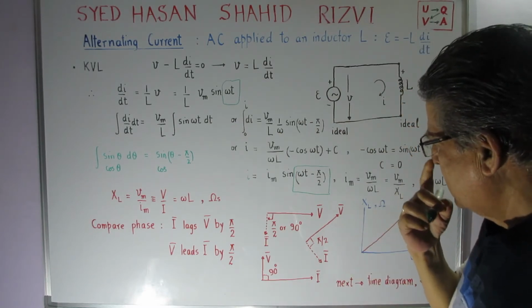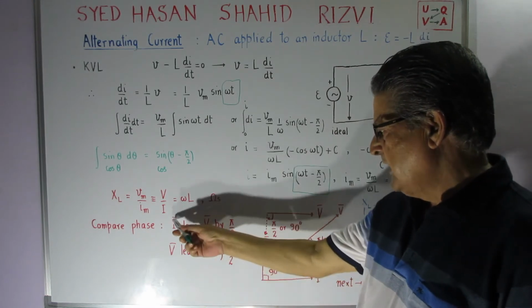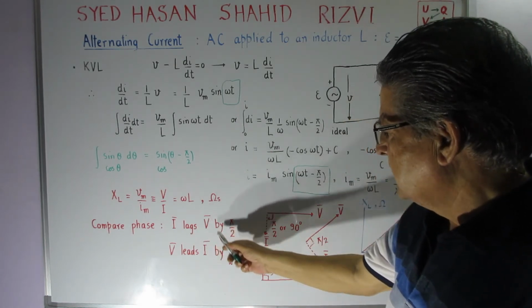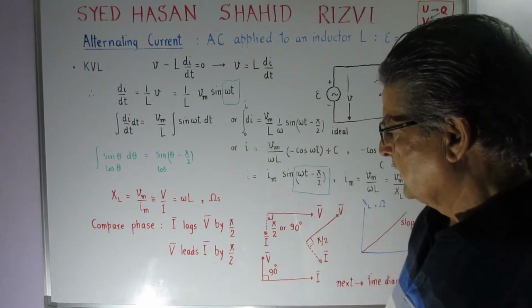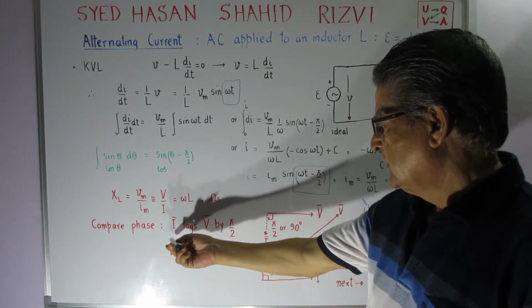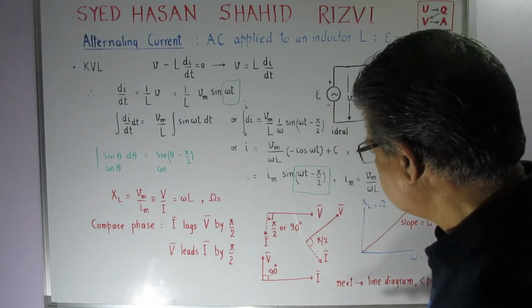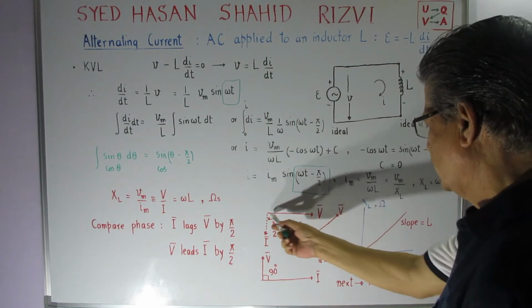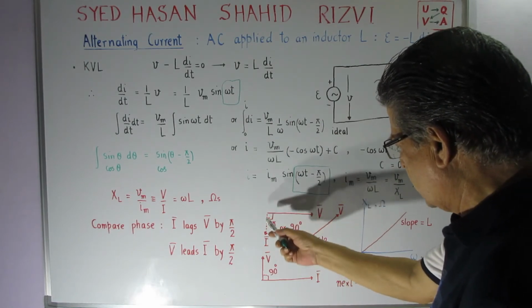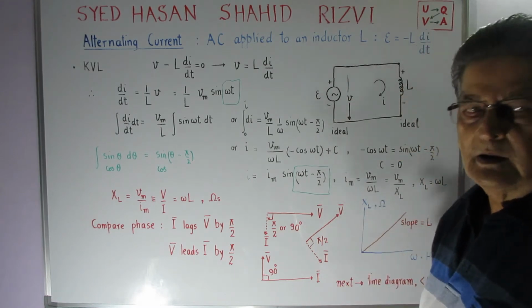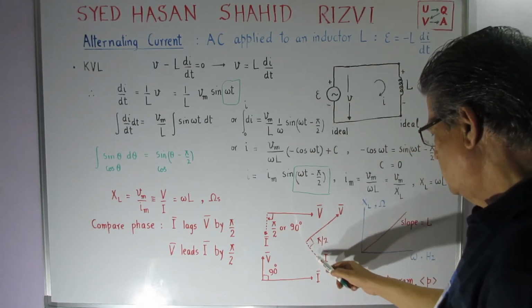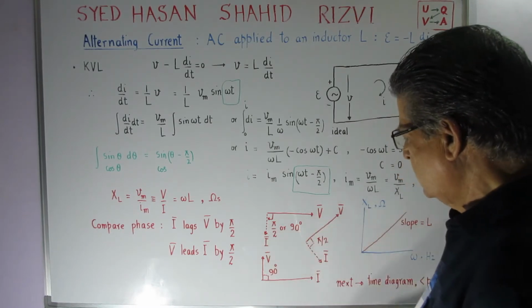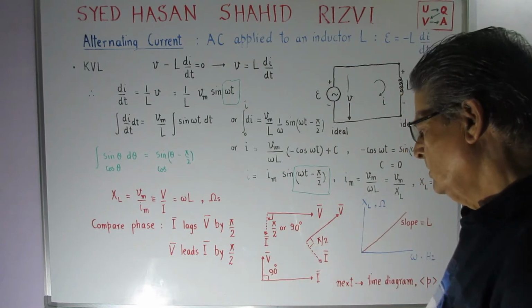So if we compare the phases, we find that the phasor I lags behind phasor V by pi by 2 or 90 degrees. Or conversely we can say that the voltage leads the current by pi by 2, which I have shown here in a few diagrams. Just like that, I take V as a straight line, then I has to be in this direction, lagging behind by 90 degrees. If I take I like this, then V will be leading it by 90 degrees or pi by 2 radians.